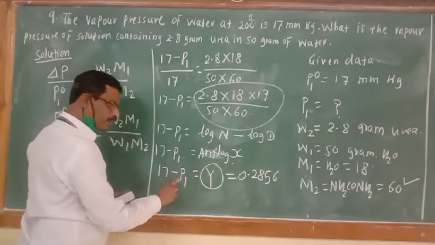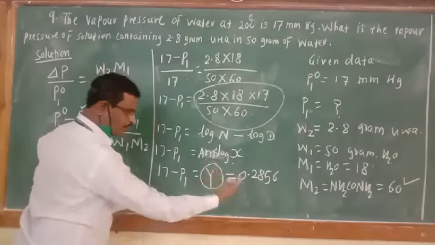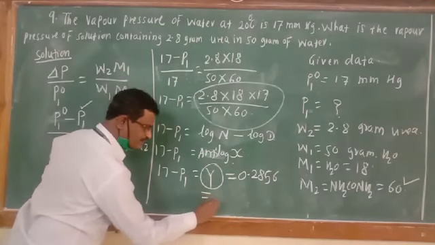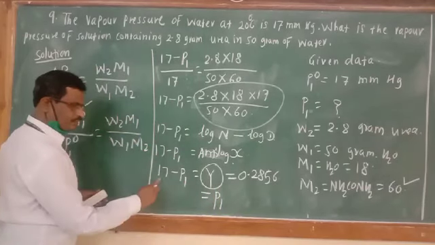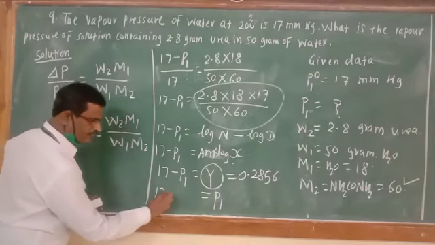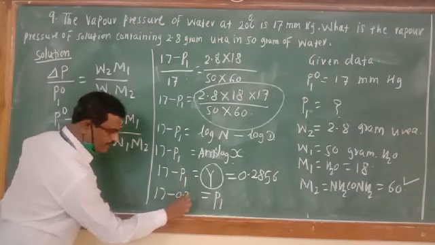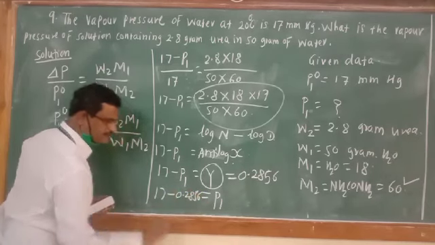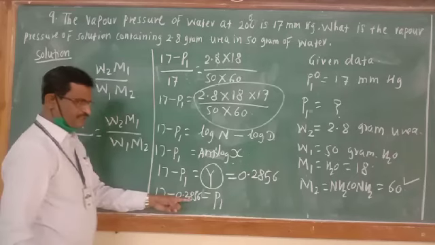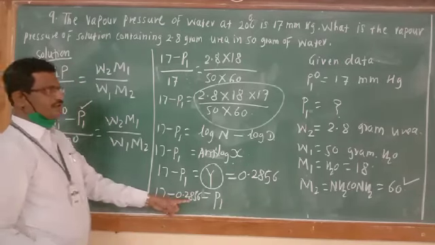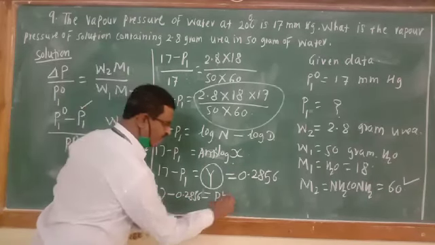Then you can calculate P1, taking P1 on right side. So what is the answer? P1, if we take on right side, over here it is 17 minus 0.2856. And if we do this subtraction, we will get the final answer of P1.